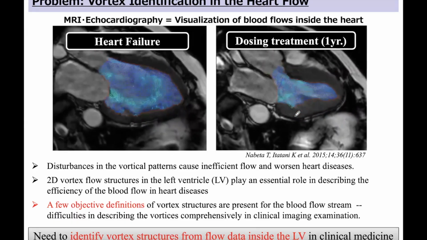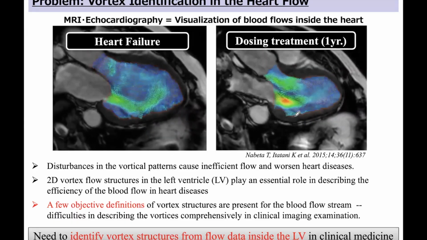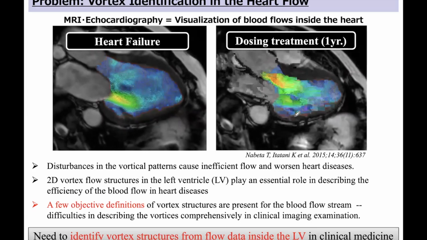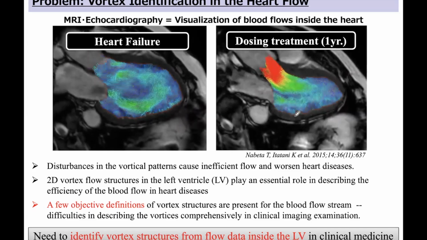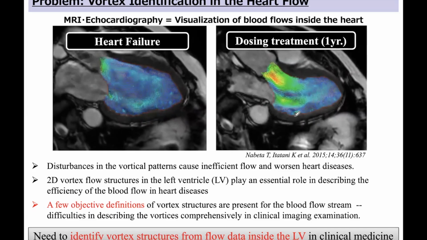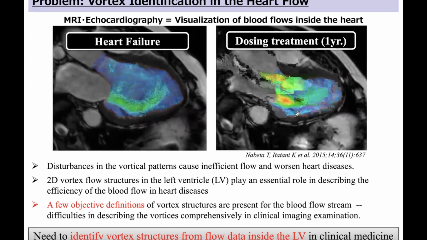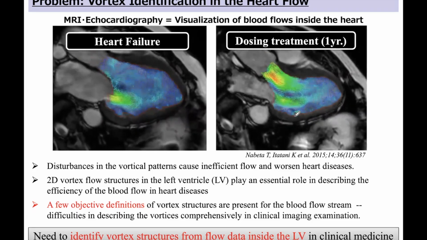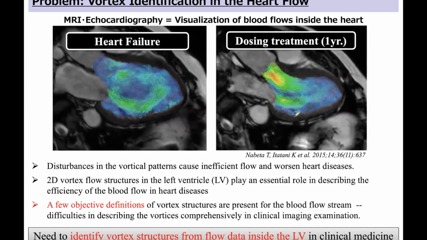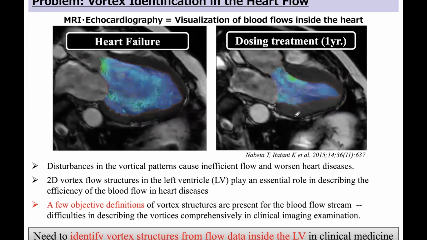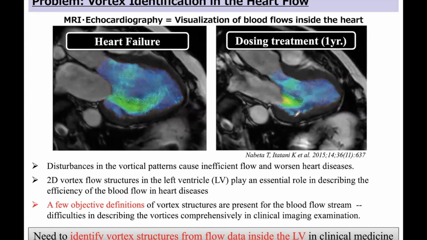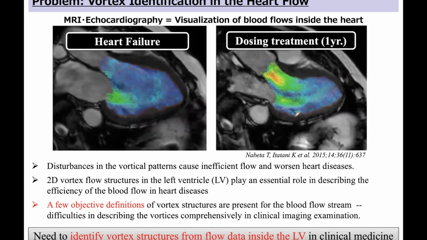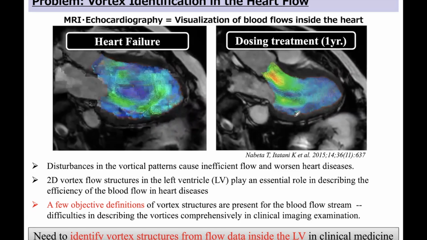Medical doctors need to find the effect of the drug treatment after one year, just by looking at this information. Clinically, many doctors say that disturbances in the vortical patterns you can see around here cause inefficient flow and worsen heart disease. So the doctors would like to see this kind of vortex structure from this data, because the 2D vortex flow structures in the left ventricle play an essential role in describing the efficiency of the blood flow in heart disease.